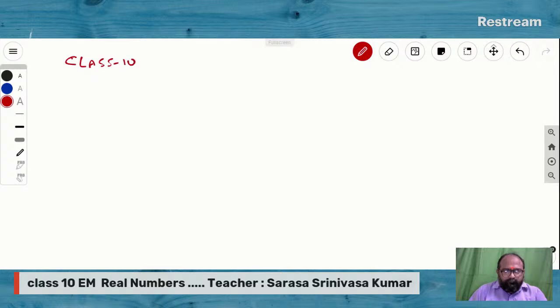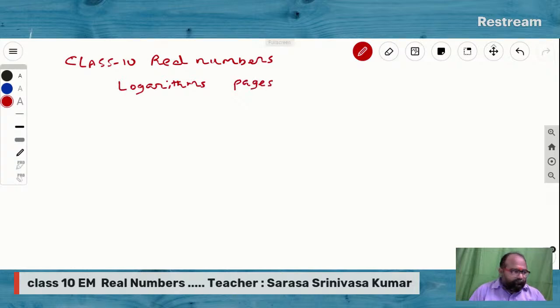Class 10, real numbers. Logarithms. Page numbers: pages 16, 17, 18, 19, and 20. These pages we can refer.